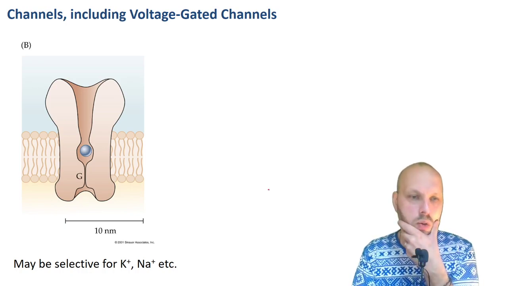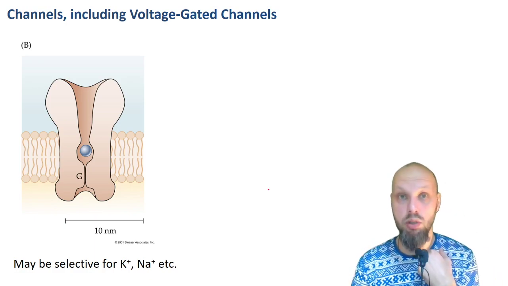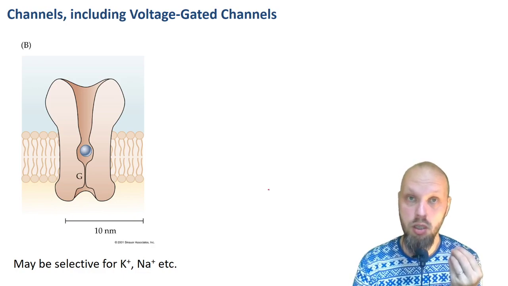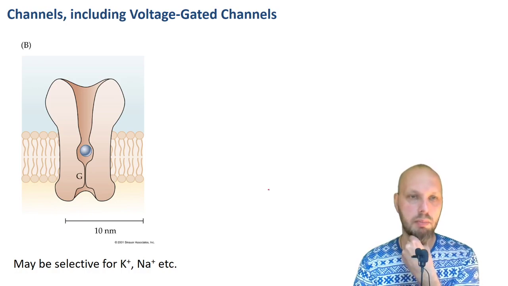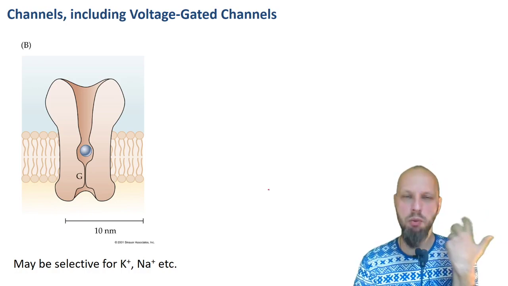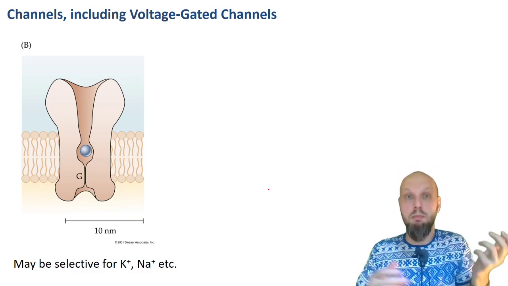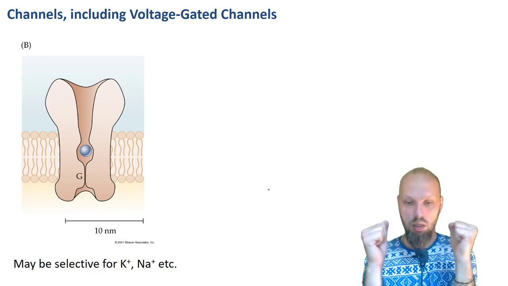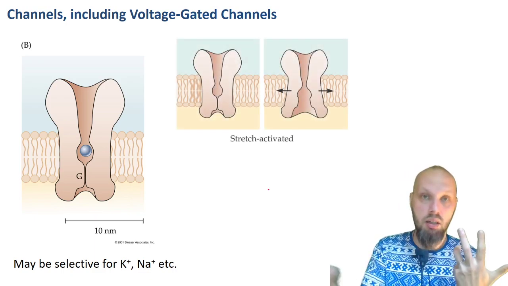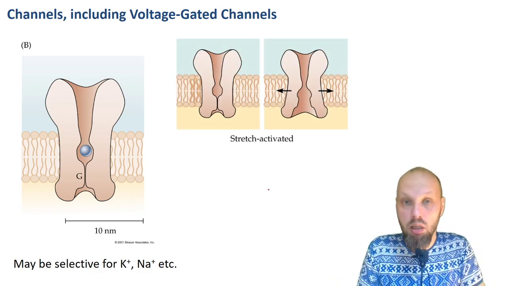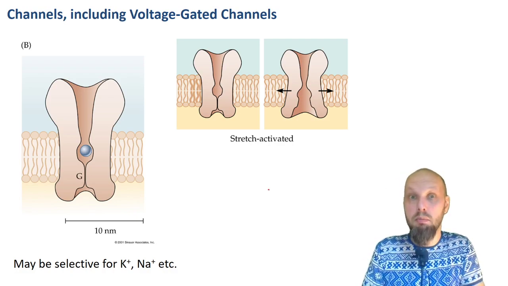Well, let's think. So channels may be selective for potassium or for sodium, so that's good. We'll actually use that. We'll need the channel that's selective for sodium first, and then the channel that's selective for potassium later. But what about opening them? Can we have channels that open and close? Yeah, we can. We just make a channel so that it's not always in the same shape, but its shape can change slightly. I think the easiest channels to think of are stretch activated channels, and they're not particularly common, but we have them. You have them.